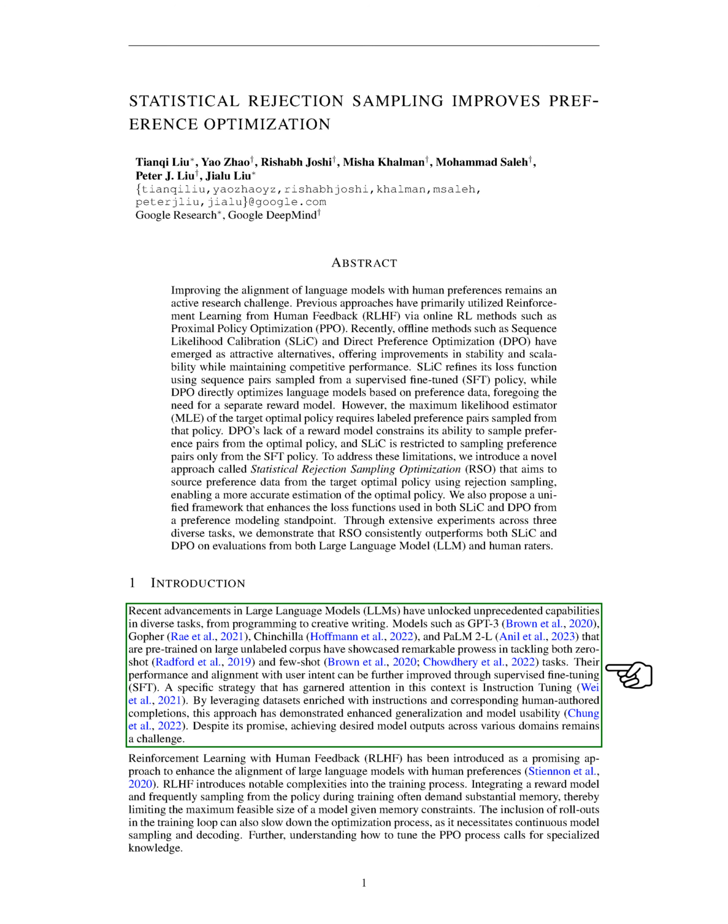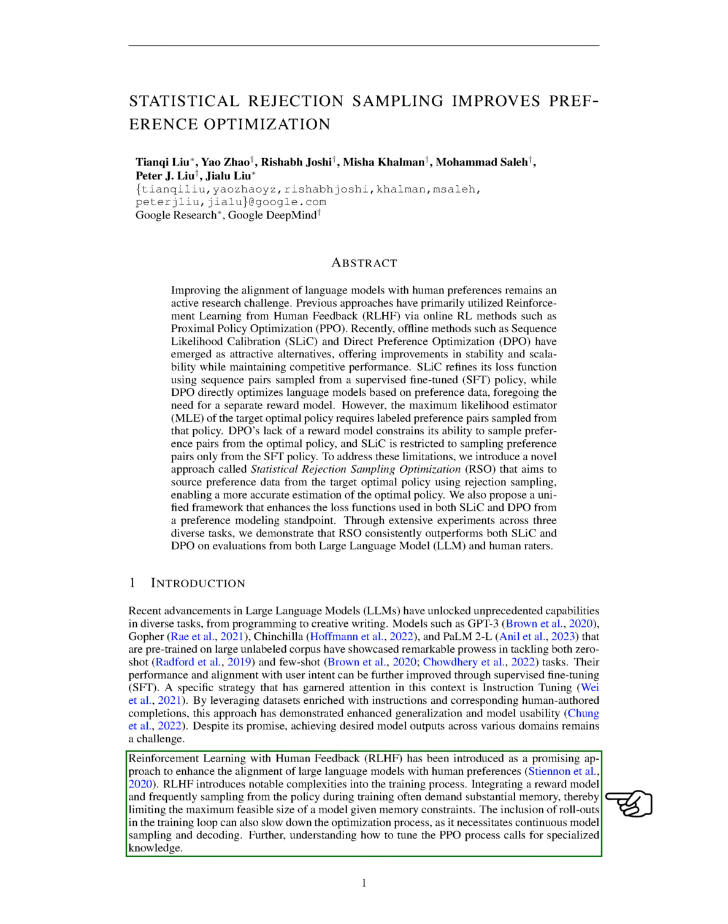Their performance can be further enhanced through a process called supervised fine-tuning, SFT. One strategy that has gained traction in this area is instruction tuning. This method uses datasets filled with instructions and corresponding human-written completions to improve the model's generalization and usability. However, getting the model to produce the desired outputs across different domains is still a challenge.